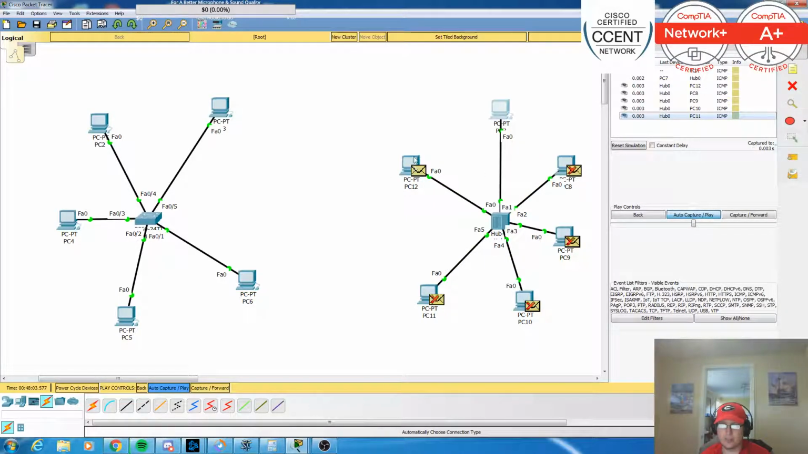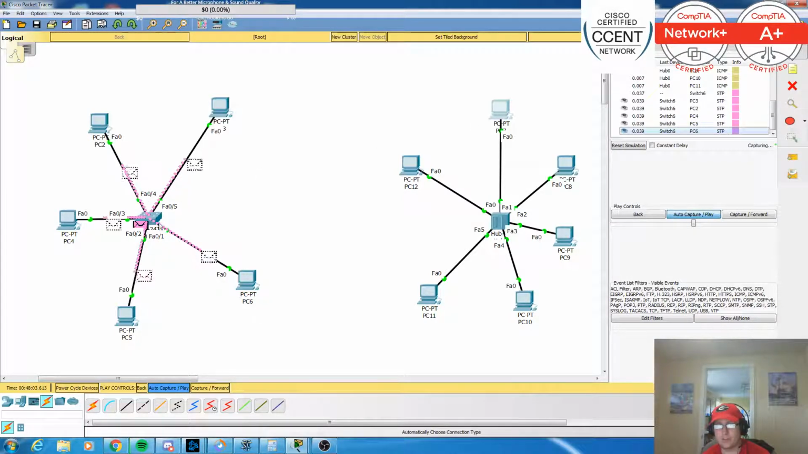Notice it's at PC12. So what's going to happen when it replies back? Watch this. Notice it goes across all lines again, except for the one that it went on. And then it pretty much ends from there. Notice STP over here is wanting to get going again. So we're going to reset the simulation.